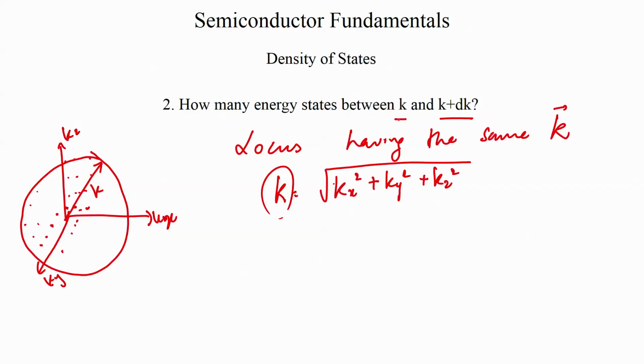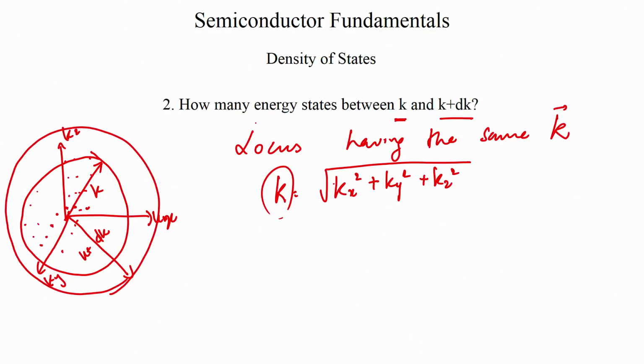And what is the region between k and k plus dk? So, this is k. You could have another sphere which has a radius of k plus dk. And we are interested in the number of energy states that exist between k and k plus dk, the number of solutions to Schrödinger's equation that exist in this region here. We are still in reciprocal lattice space, still in k space.